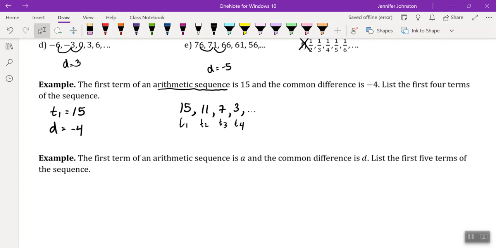That's it. The first term of the arithmetic sequence is A, and a common difference of D. List the first 5 terms in the sequence. So it's telling us the first term, T1, is A, and we want a common difference that's called D. Okay, D is equal to A.